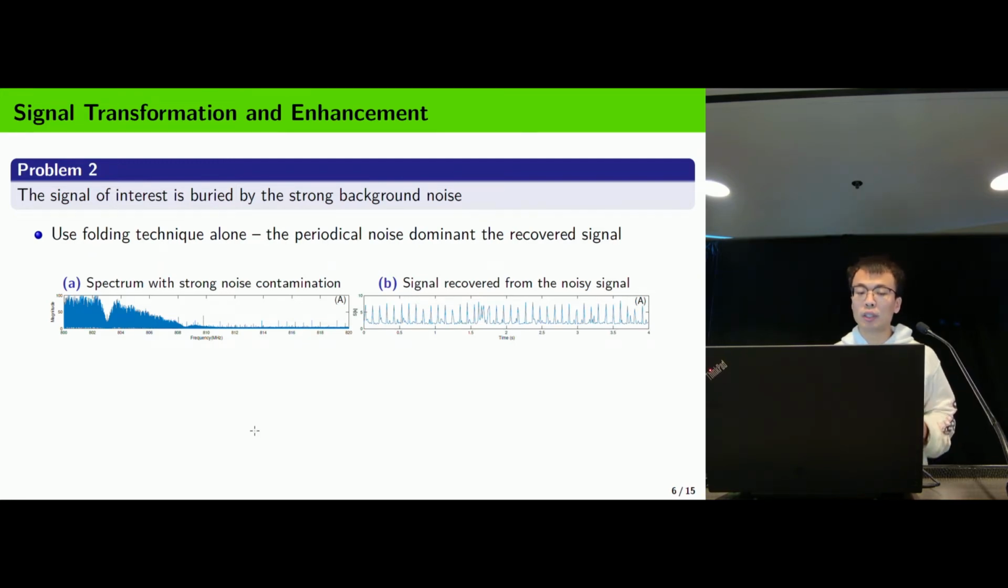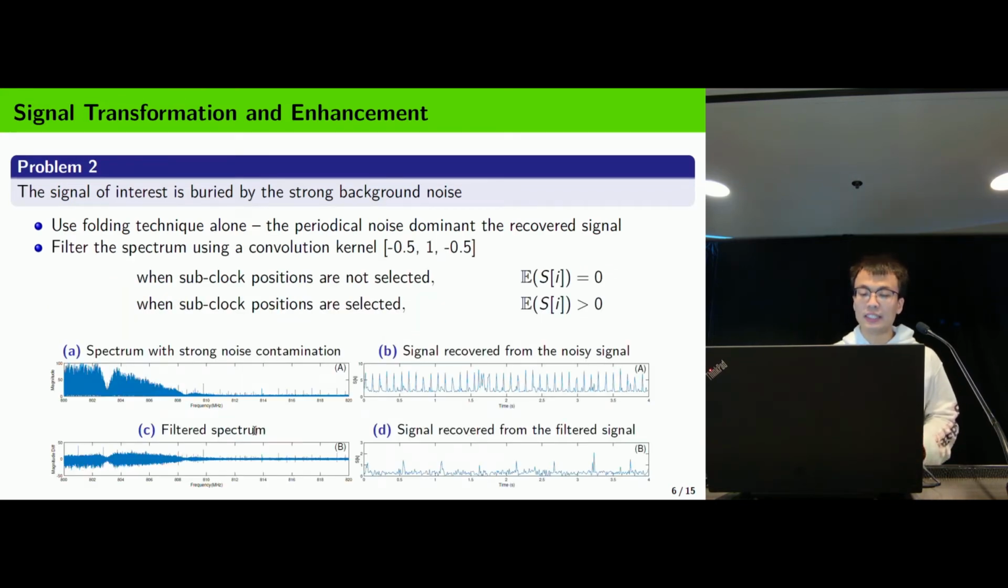For example, here we can see some strong background noise near the frequency of 800 megahertz. If we apply folding directly to the recovered time series data, it's dominated by this strong periodical noise. So to remove such noise, we simply apply a filter.